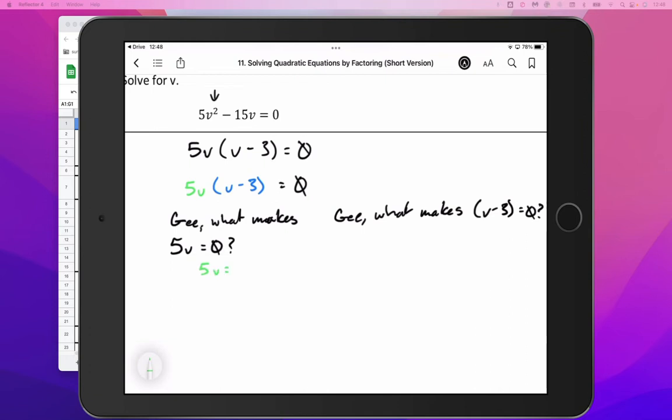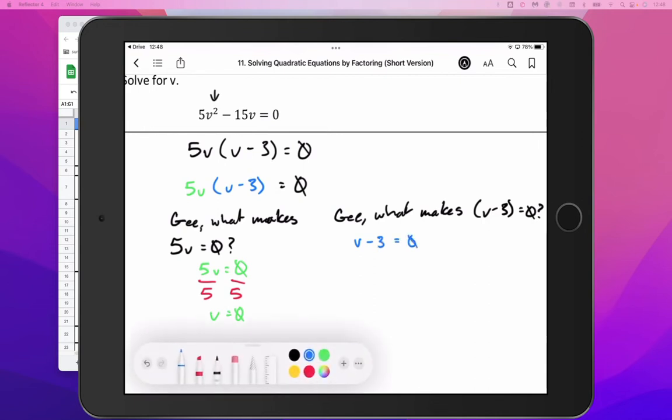Gee, what makes 5v equal to 0? And we would go ahead and divide by 5 on both sides. And we would see that if v is equal to 0, then 5v is equal to 0. And at the same time, we need to answer the question, gee, what makes v minus 3 equal to 0? Well, we would add 3 to both sides. And we would see that when v is equal to 3, the quantity v minus 3 is equal to 0 because 3 minus 3 makes 0.